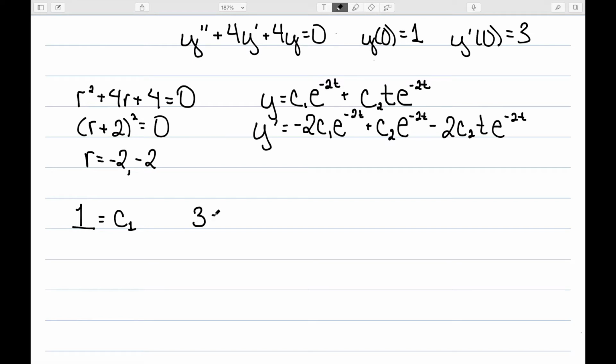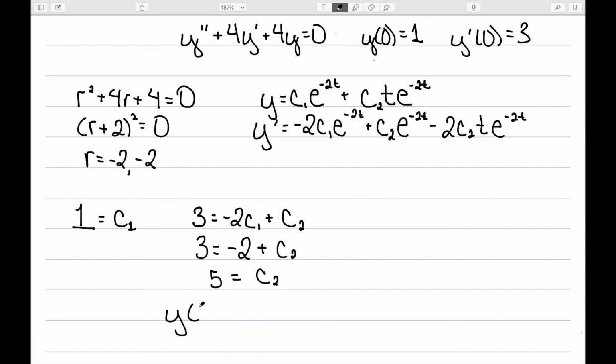We know the derivative is equal to 3 whenever I stick in 0. So it's minus 2c1 times e to the 0 plus c2 times e to the 0 plus 0. We already know what c1 is. It's 1. Adding 2 to both sides gives me 5. So that tells me that my general solution here is of the form e to the minus 2t plus 5t e to the minus 2t.